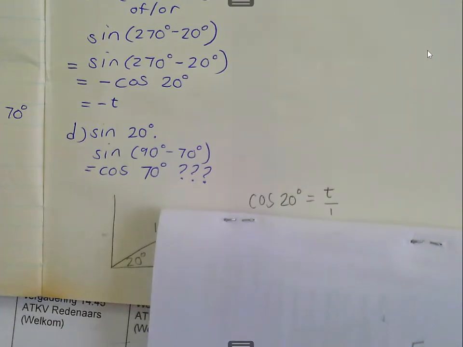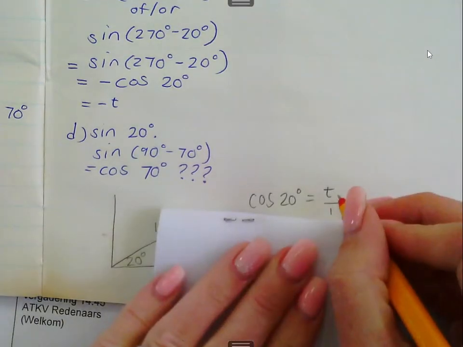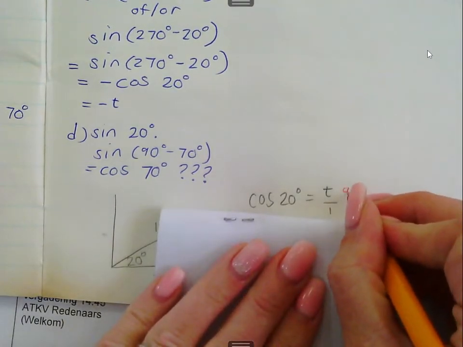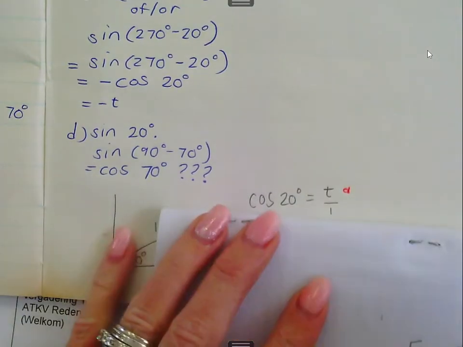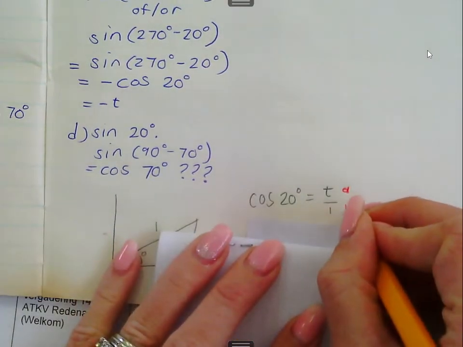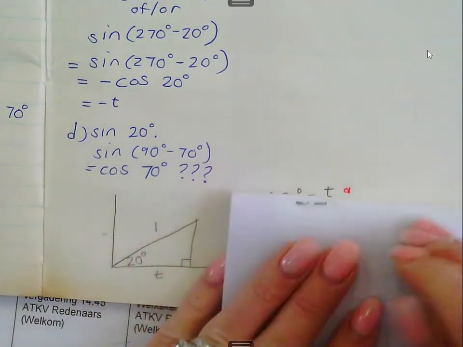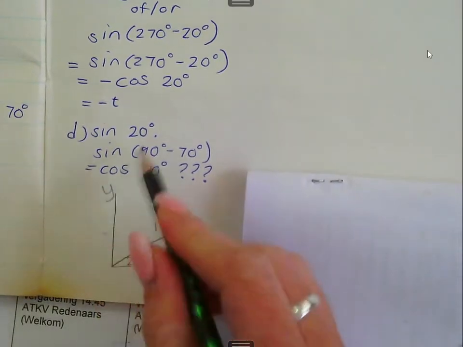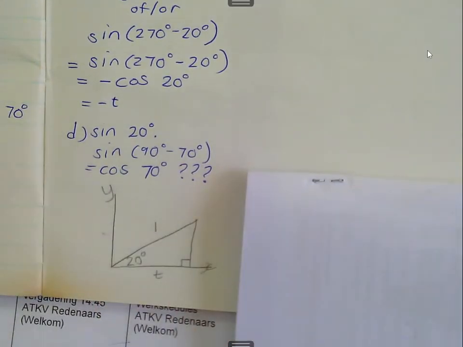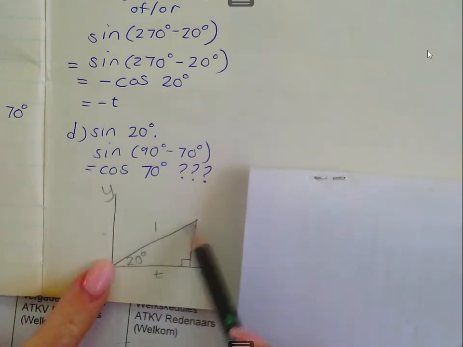Adjacent over hypotenuse. This means that the adjacent side is t, and the hypotenuse is 1. So when I draw my diagram, and I'm going to explain to you why I draw it in this way, this is the x-axis, this is the y-axis. Where is 20 degrees? In which quadrant? The first quadrant. That's why I draw it here.